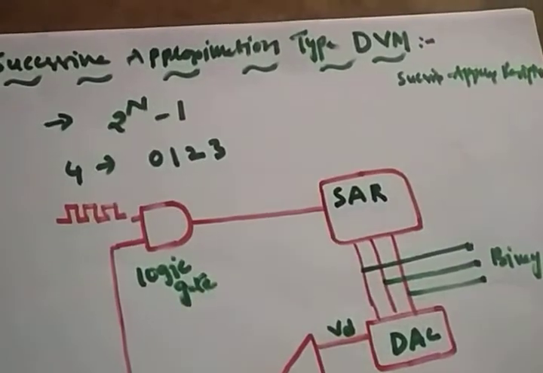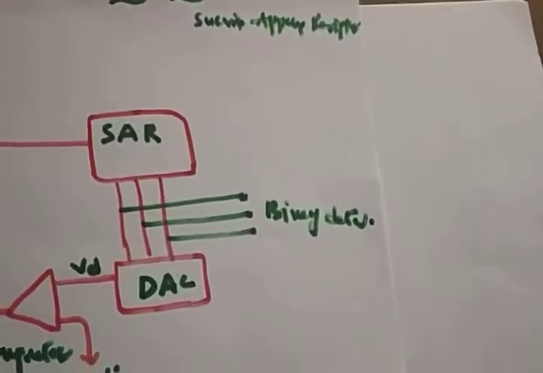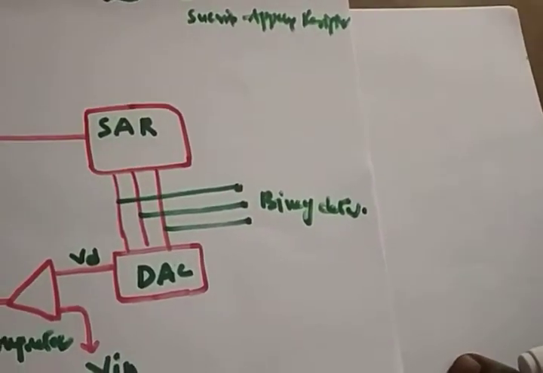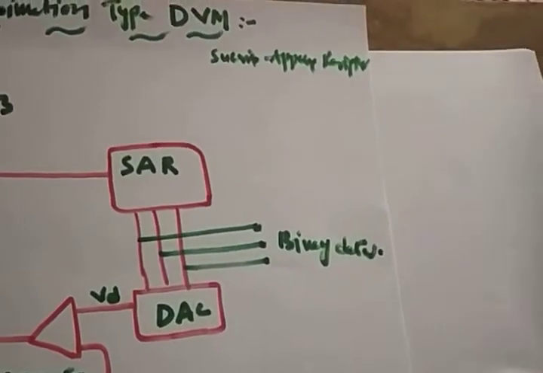Now the main function of the successive approximation type digital voltmeter is to reduce the number of clock pulses and reduce the time consumed.